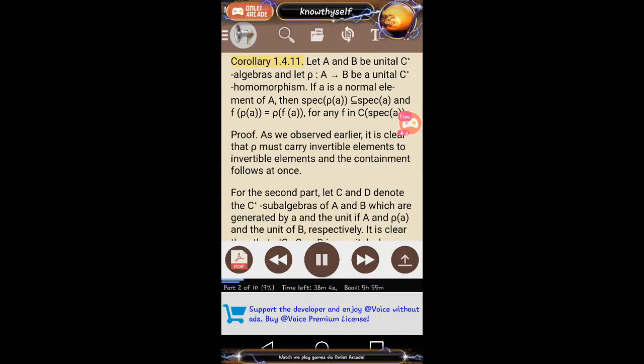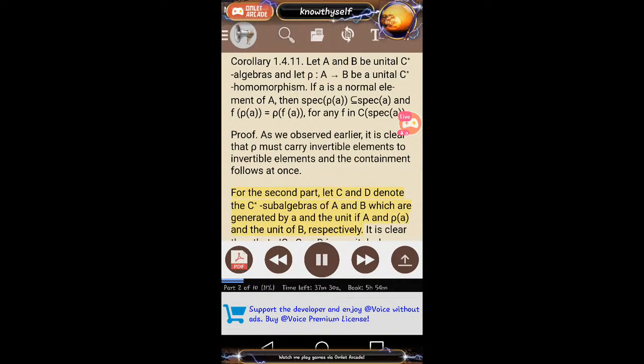Corollary 1.4.11. Let A and B be C*-algebras and let ρ: A → B be a C*-homomorphism. If A is a normal element of A, then spec(ρ(A)) ⊆ spec(A) and f(ρ(A)) = ρ(f(A)) for any f in C(spec A). Proof. As we observed earlier, it is clear that ρ must carry invertible elements to invertible elements, and the containment follows at once.